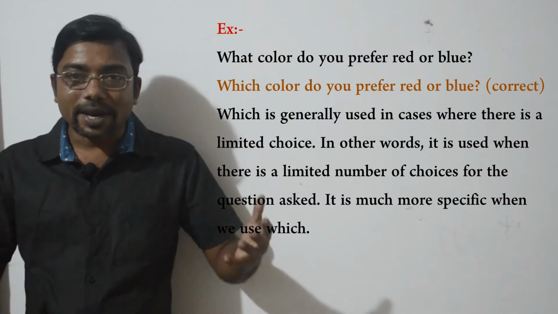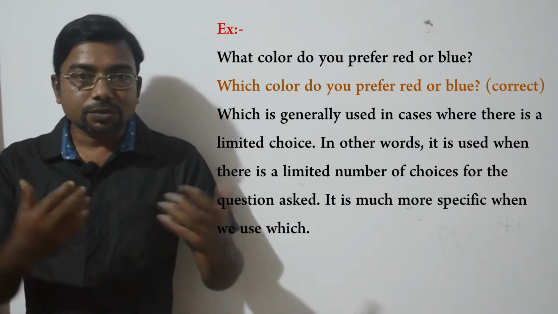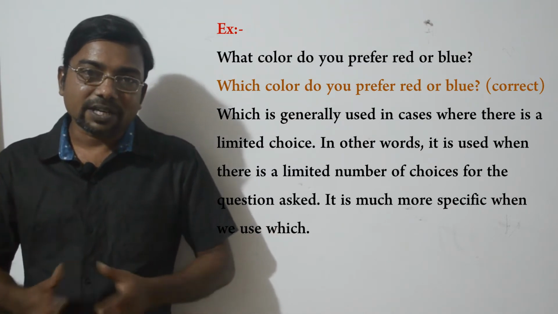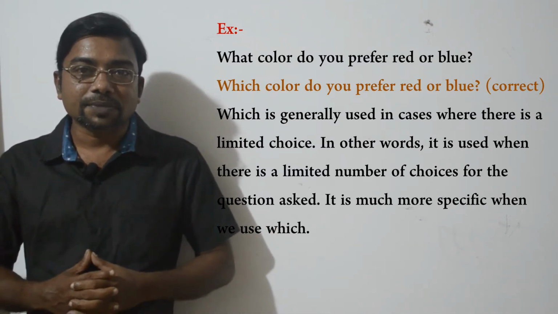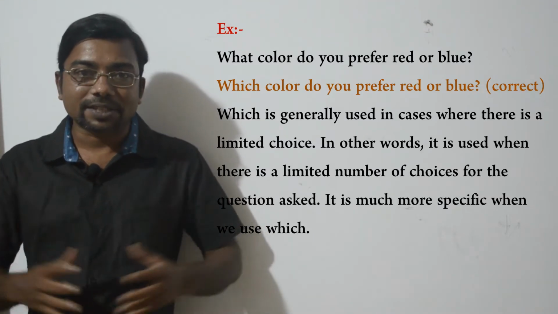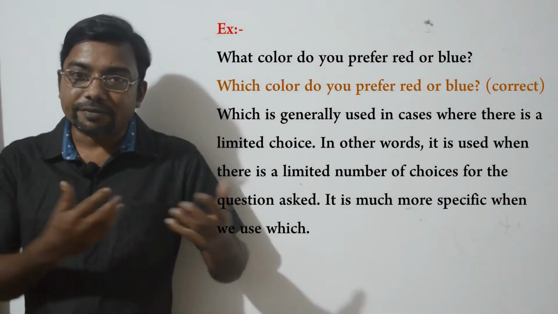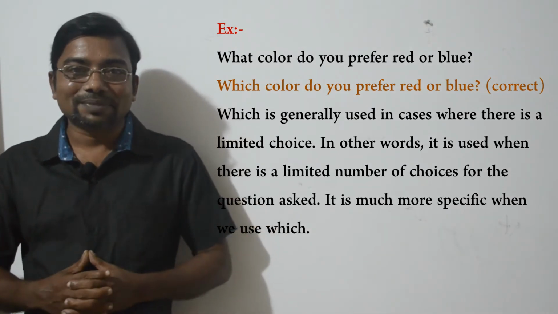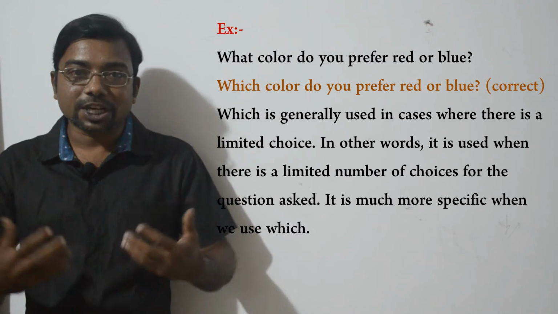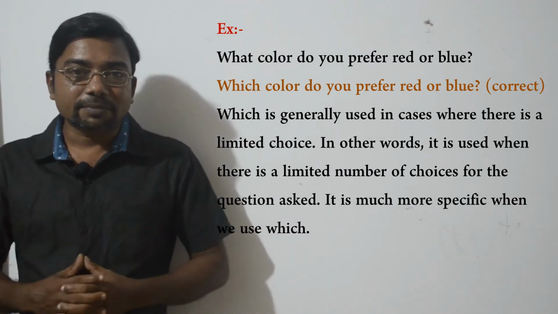Here the choices are not very broad, not very wide. There are two choices, red and blue. You have to pick one choice out of these two. So the choices are limited, not wide. It's much more specific when we use which to ask a question, but when we use what, it's more general. Okay, everyone, this is the predominant difference between the question words what and which. Remember again, we use what to ask a question in general, which means the choices are very broad, but we use which to ask a question specifically, when we have limited options or limited choices.